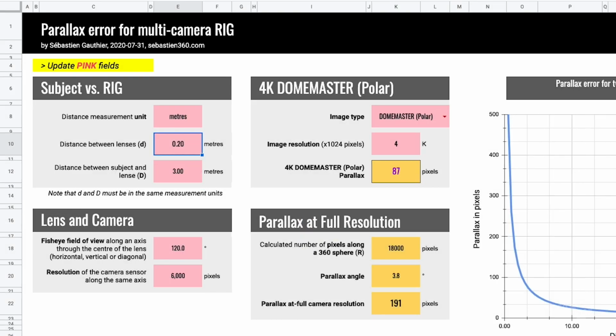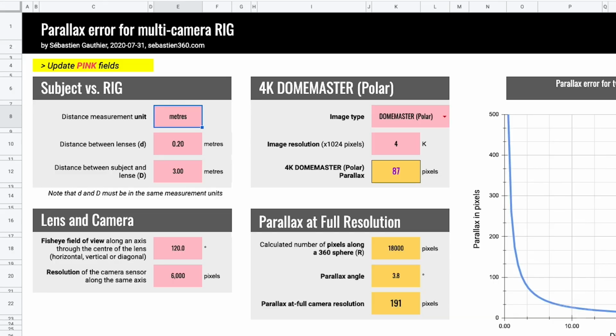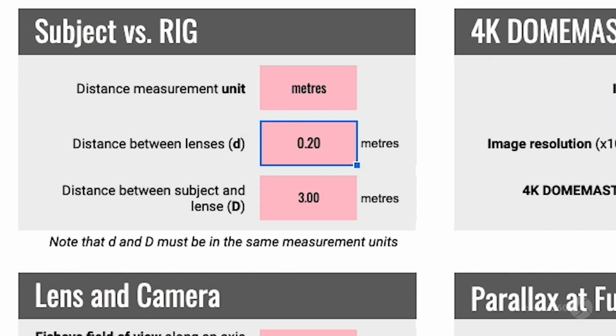And by the way, about the measurement units, you can put anything you want there. It can be millimeters, inches, light years, anything you want, as long as you use the same units for the distance between lenses. Let's say you use millimeters, you must then use millimeters for the distance of your subject. And that's it. As long as you have the size of your camera rig and the distance of your subject, you are able to calculate the parallax error for any given document, either VR or Dome Master.